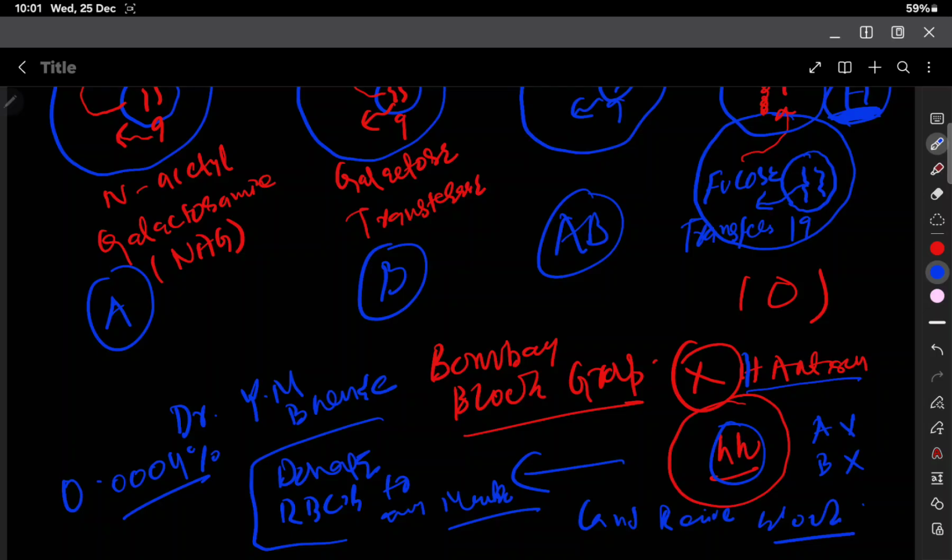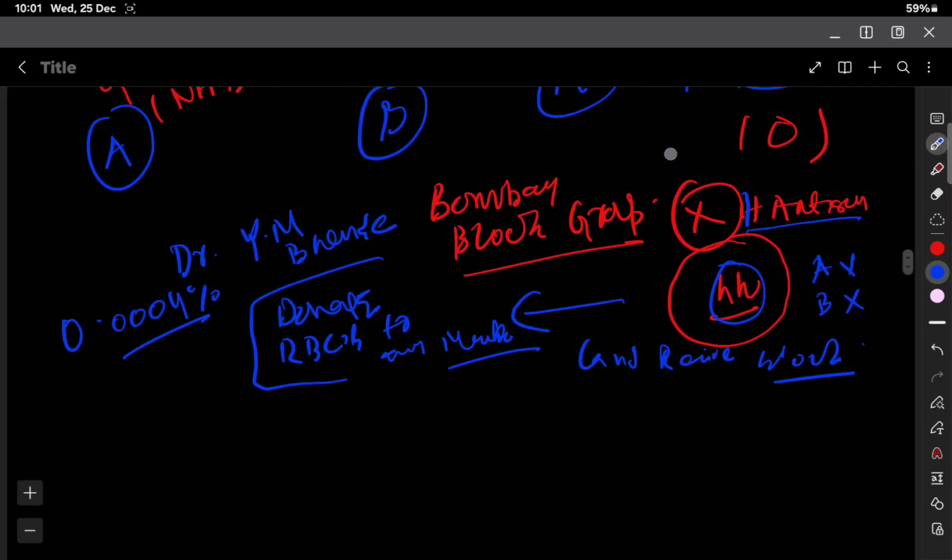Actually, it happened because of an accident. One lady had an accident and was rushed to the hospital. In the hospital, they checked her blood group because they needed to transfuse blood into her. They found that the blood group is O. When they transferred blood to her, that blood showed a reaction. Then when further studies were carried out, they found that she did not have the H antigen present on the RBCs. That's why this blood group was named Bombay blood group. It is present in only 0.0004% of the population.